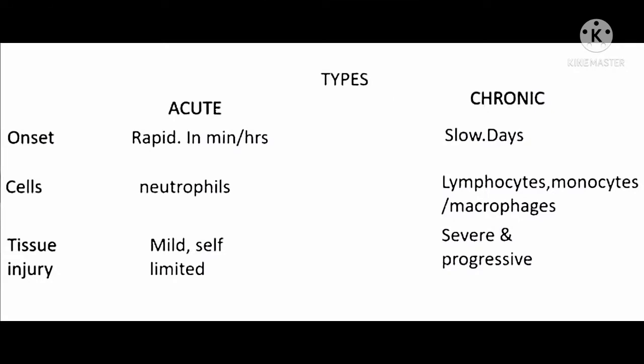Types of inflammation: acute and chronic. Acute is rapid, chronic is slow. The cells involved in acute inflammation are neutrophils. The cells involved in chronic inflammation are lymphocytes, monocytes or macrophages. Tissue injury in acute inflammation is mild and self-limited. Tissue injury in chronic inflammation is severe and progressive.